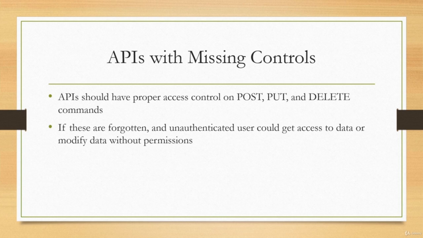If you ever have an API that has external access, different things like post and put and delete and get, for instance, should all have permissions associated with them. If they can get to data that they shouldn't be able to get to without authenticating, they shouldn't be able to run that call through the API. So we should always enforce those permissions, ensuring that unauthenticated users can't get access to data or modify data without permissions.